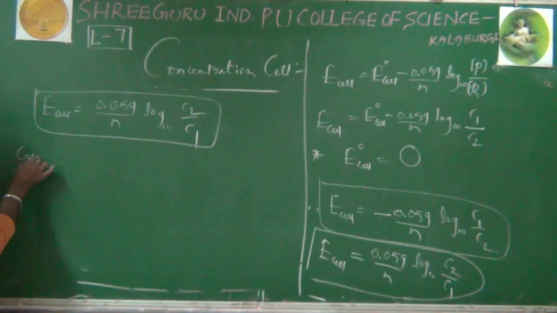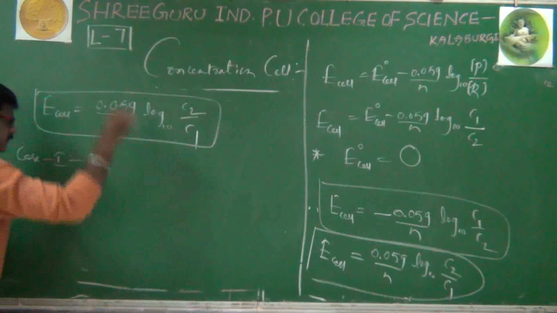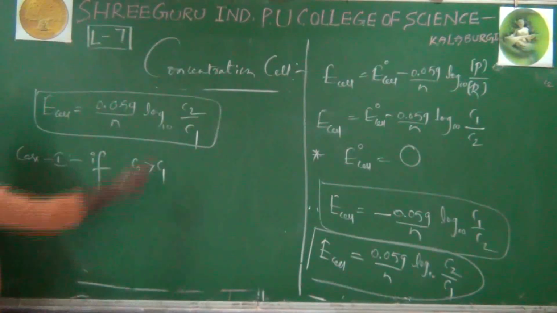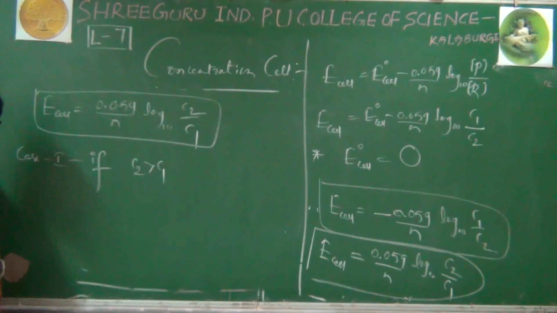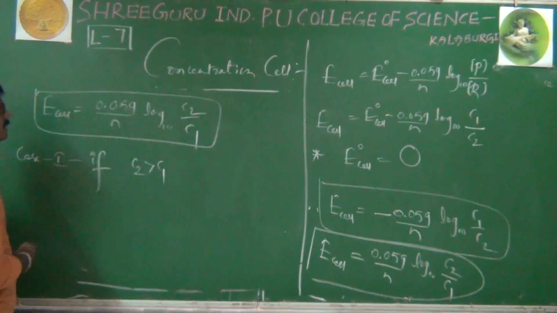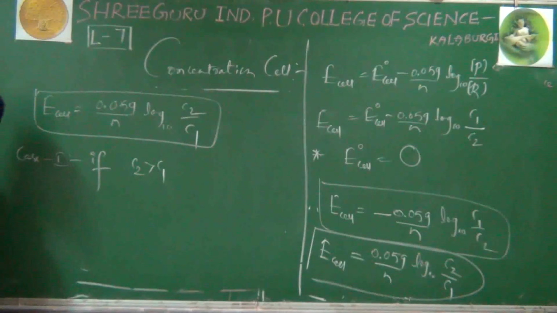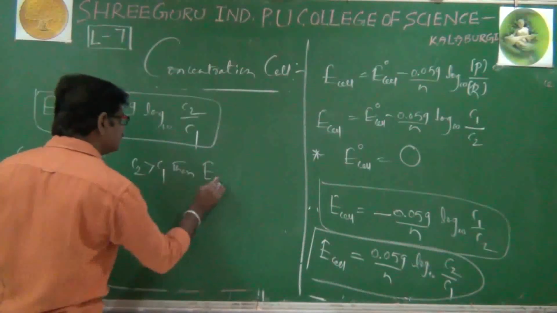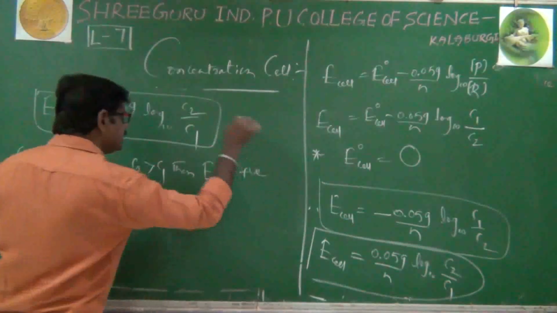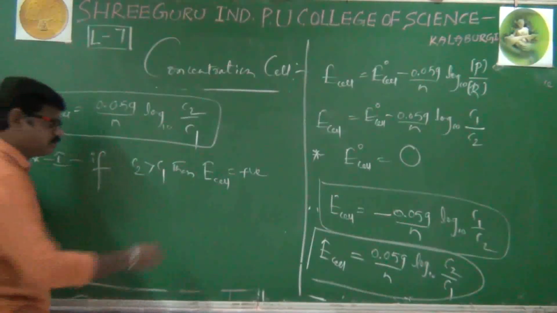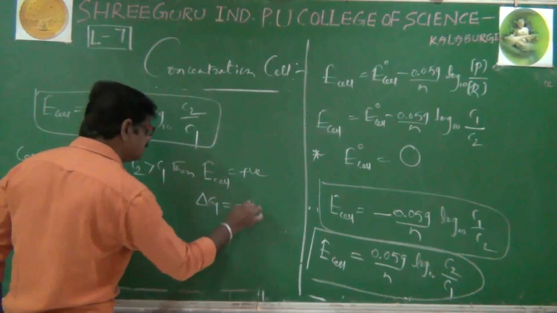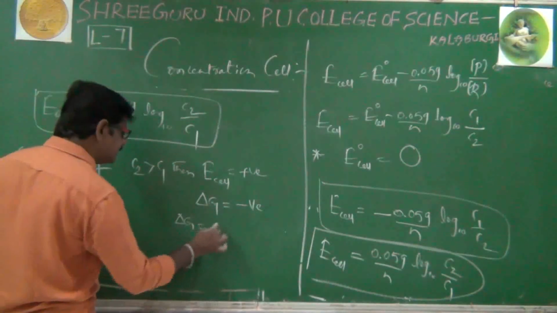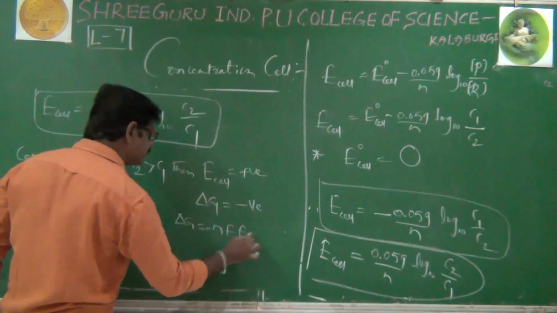Case 1, suppose C2 concentration is greater than C1. If this concentration is more than this one, automatically the cell potential value will get a positive sign. Then the E cell value you will get is positive. If the E cell value is positive, delta G is negative, because we have a relation: delta G equal to minus n F E cell is the formula.